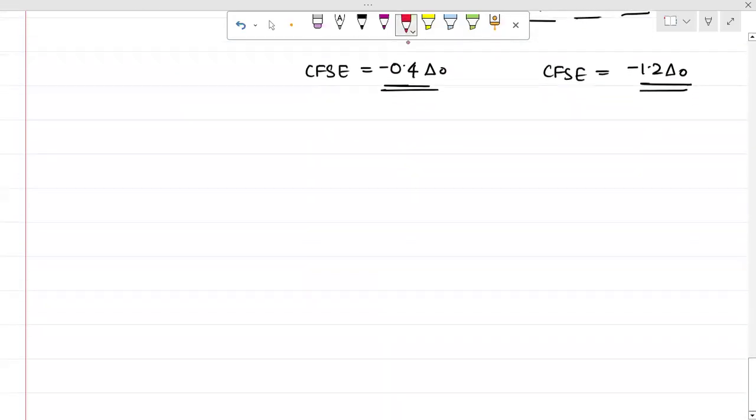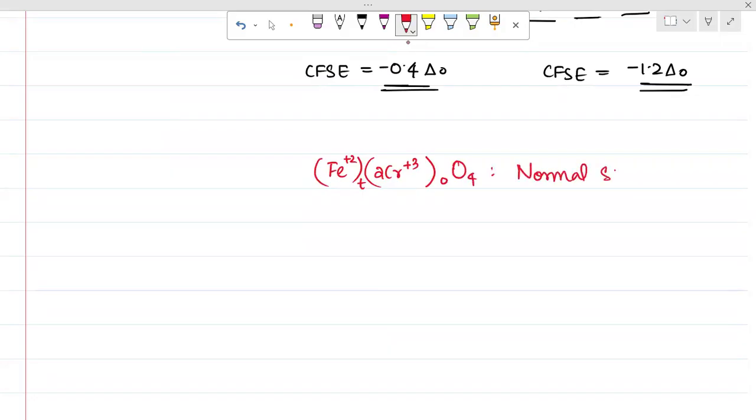Negative sign denotes stabilization. Fe+2 in the octahedral site is stabilized by only 0.4 units, but Cr+3 is stabilized by 1.2 units. So Cr+3, 2 in number, will go to the octahedral site. Iron +2 will take up the tetrahedral site, O4. Again, this is a case of normal spinel. Right? Last example, Co3O4.